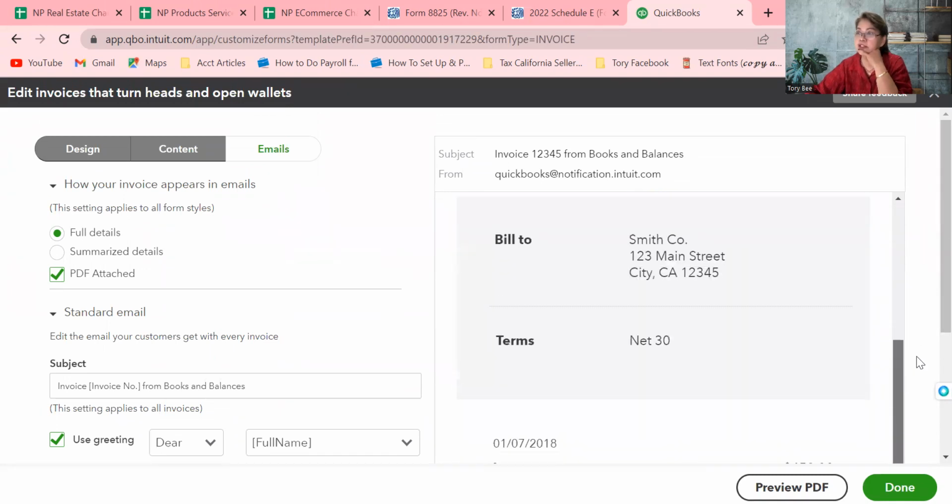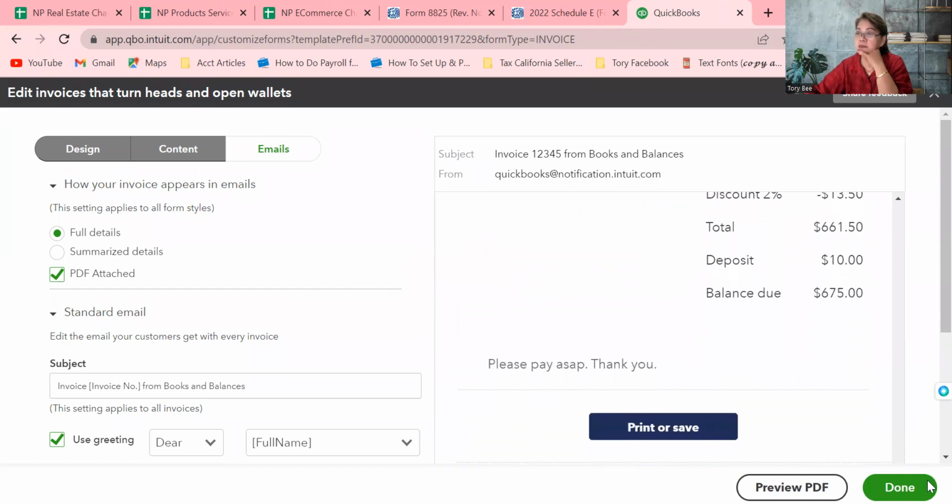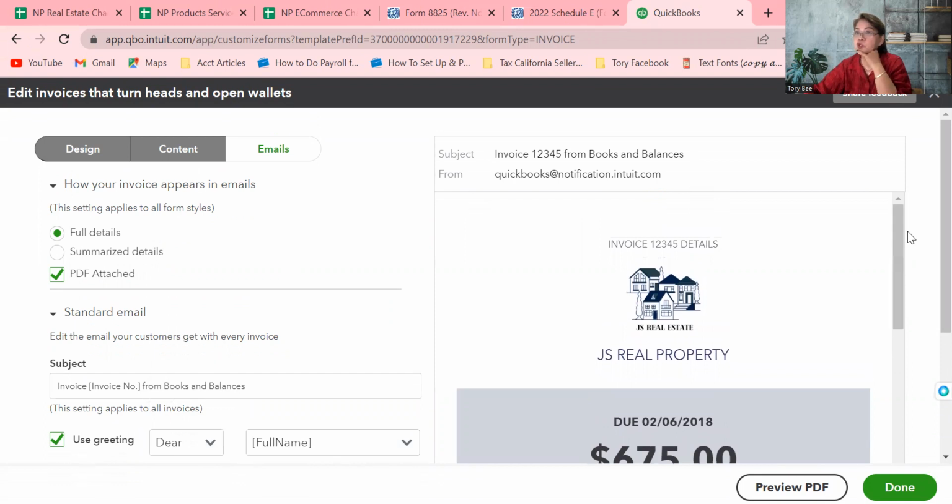Net 30, you have the term and the amount and the total. And there's the please pay ASAP. Thank you. You can also use a greeting, or you can use Dear somebody. You put the full name there, then it will appear here. You have the choice. So now it is really done.